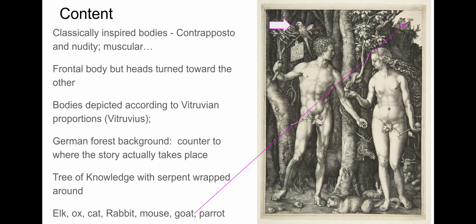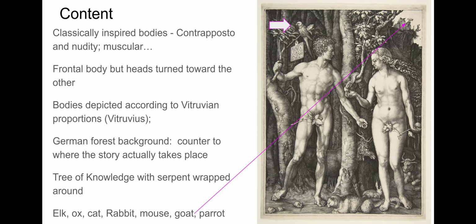So we have these nude figures, and they are muscular or ideal. Even Eve there is ripped. She's got almost like a more masculine, muscular body. So that comes from Dürer studying in Italy. And again, classical influence. Their bodies are frontal, but their heads are turned inward toward one another. So they are acknowledging each other, but the bodies, again, facing frontal.